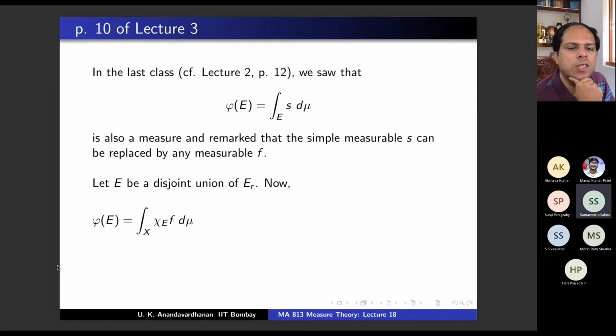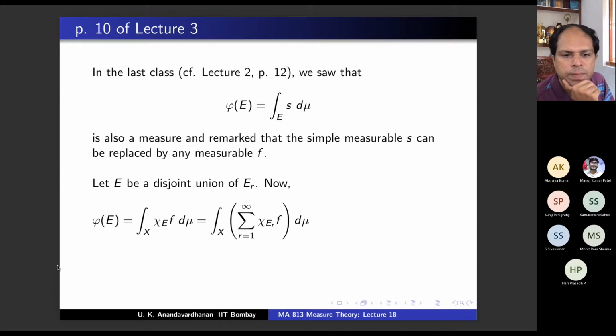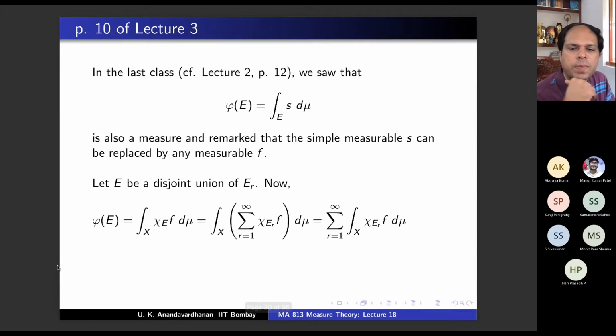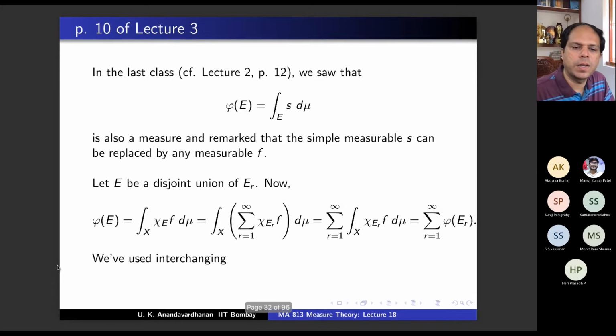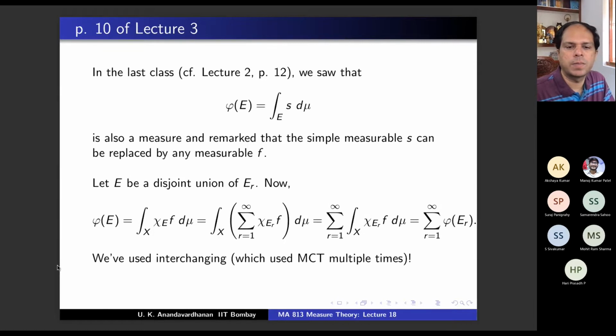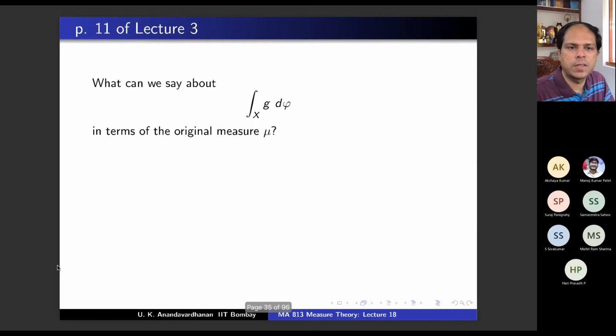Anyway, let's see. So phi of E is the integral of chi_E f. That's just the definition. And then what will you do? Then this is the same as the integral over X of chi_{E_r} f summation d mu, right? Because E is the union of E_r. Agree? And now you're using interchanging. So summation of the integral of chi_{E_r} f. This interchanging required MCT, right? The proof of interchanging required MCT, maybe applied multiple times, at least twice, maybe more. Okay, and this is the same as phi of E_r, and this used interchanging, which used MCT multiple times. You remember this, no? When we go through this, we have done all these things. So this is a measure, and for the empty set it is zero, so it's a measure.